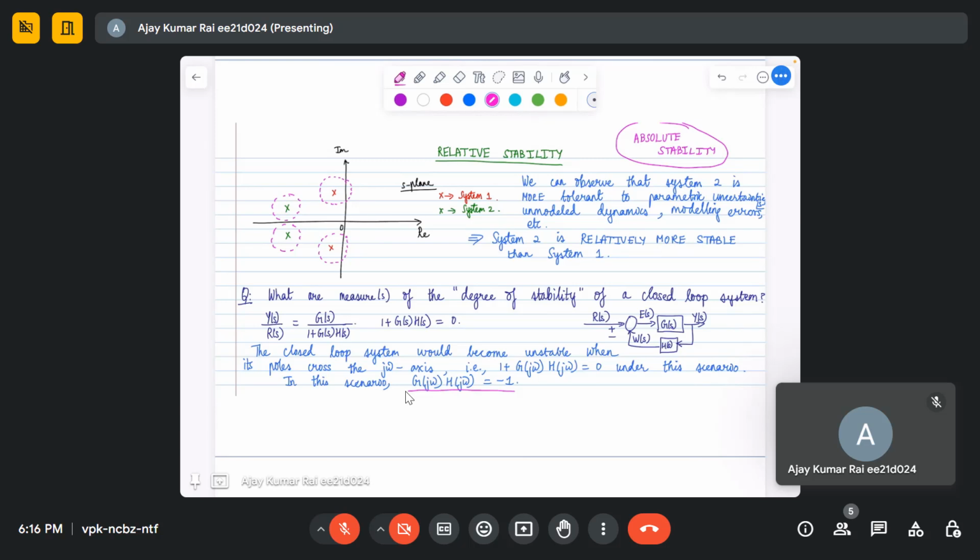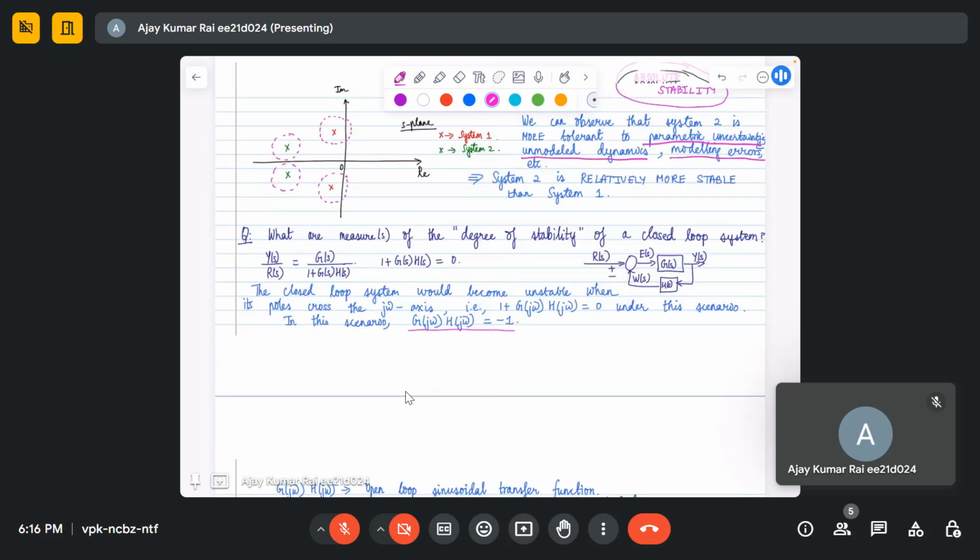Since we are doing the modeling, a lot of things can go wrong in the modeling. So we can see a pole is not fixed. You can see the pink circle. The pole can lie anywhere inside that circle, because of parametric uncertainties, unmodeled dynamics, or modeling errors. There can be various reasons for that. So that's why we have the term relative stability. Relative stability means system 2 is more stable as compared to system 1.